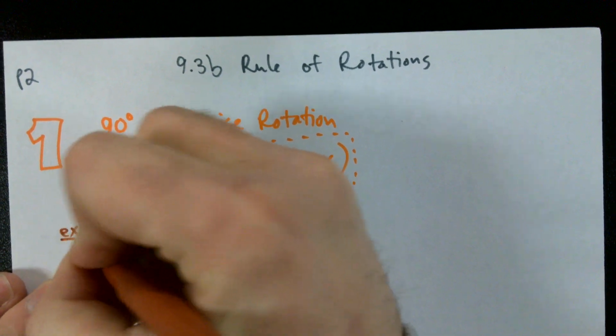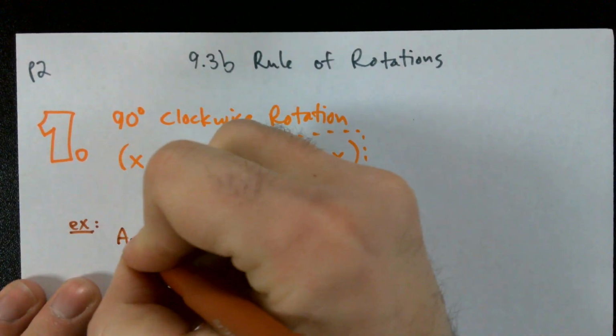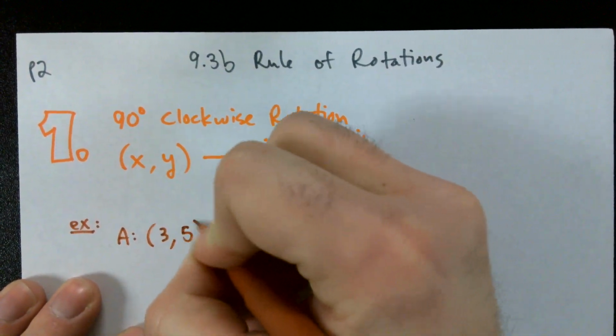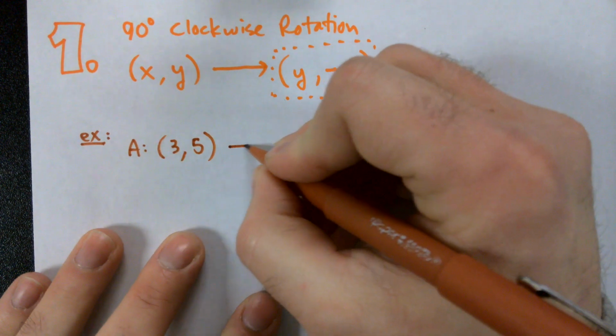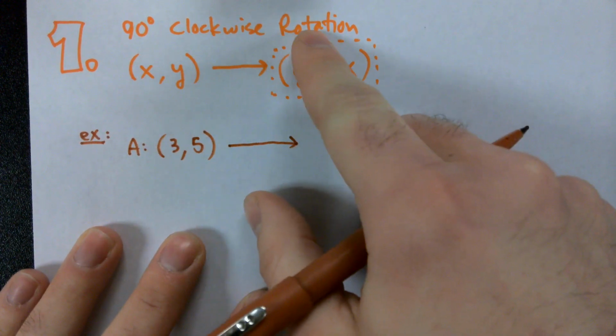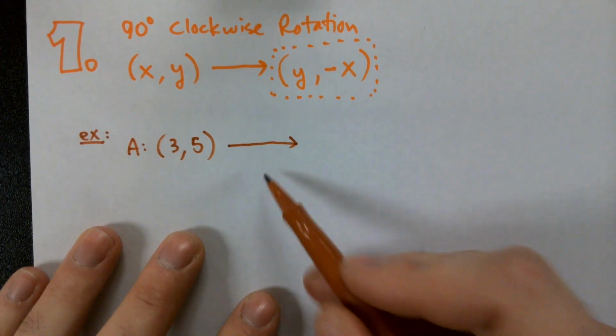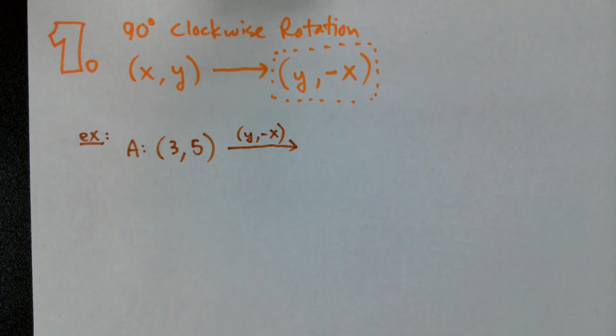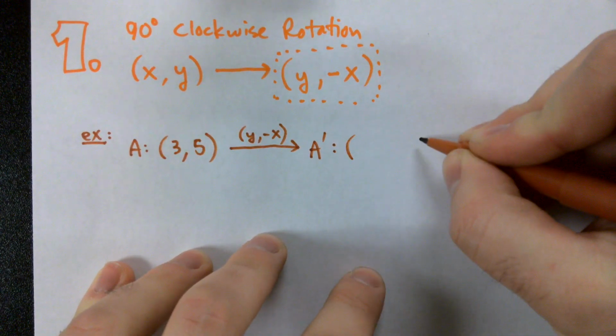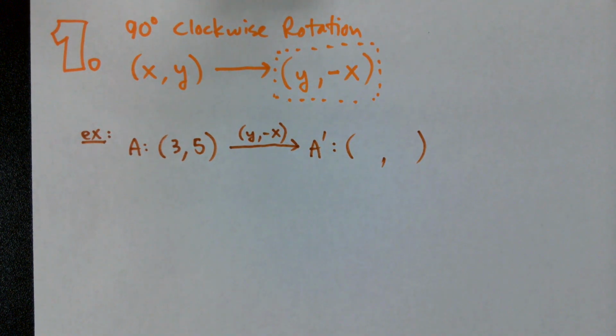For example, if we have point A at 3 comma 5, and we're doing a 90-degree clockwise rotation, we're going to use the rule y comma negative x, and we're going to set it up just like we did with the rule of reflections. We're going to have our pre-image point on the left, a nice long arrow with our rule atop that arrow, and our prime point A prime on the right. Anyone want to take a guess at what our prime coordinates here are going to look like?